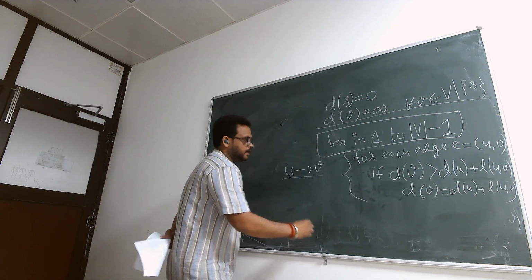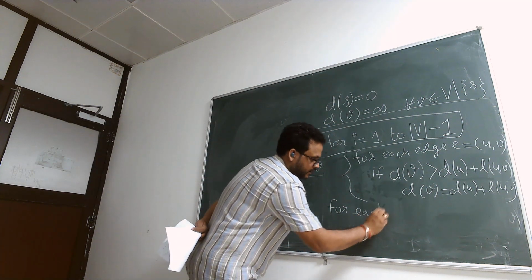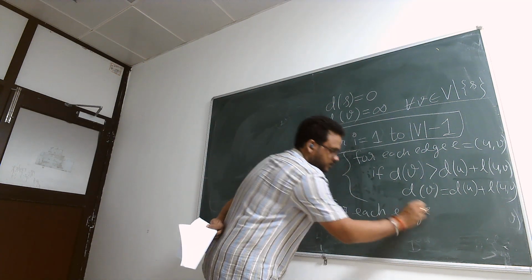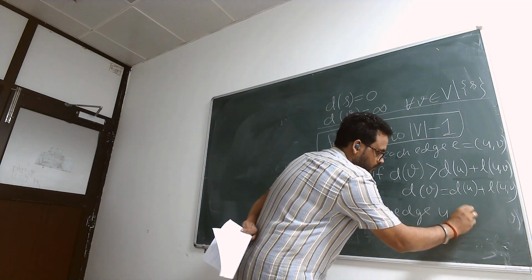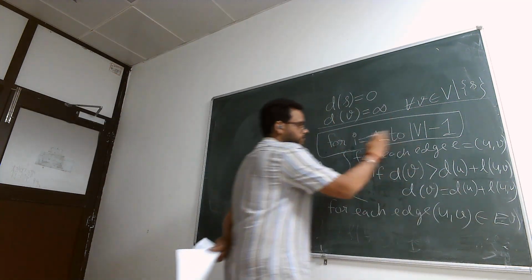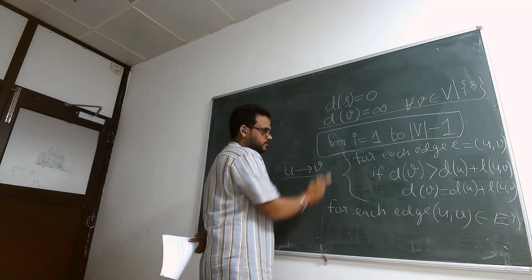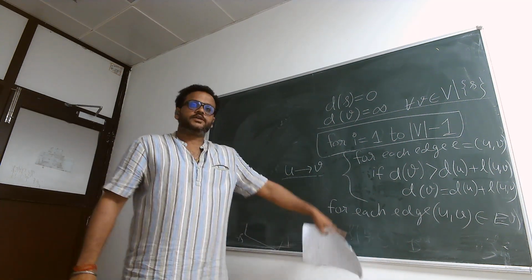What we'll do on the extra iteration is check for each edge UV that belongs to E. So this is a step you have to do after this for loop. This for loop is outside this for loop. Okay. Go and check it again.